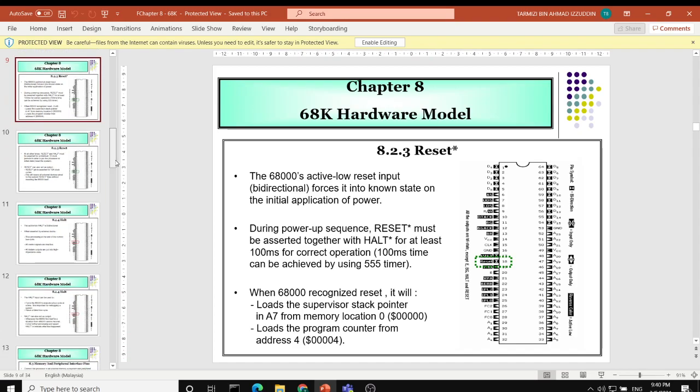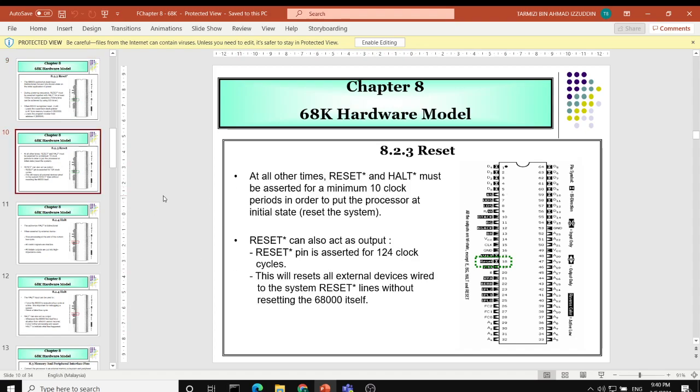So basically what it tries to explain here is that when your 68K is being reset, the supervisor stack pointer is moved back to location 0, and the program counter will be moved to address 4. That's about it.